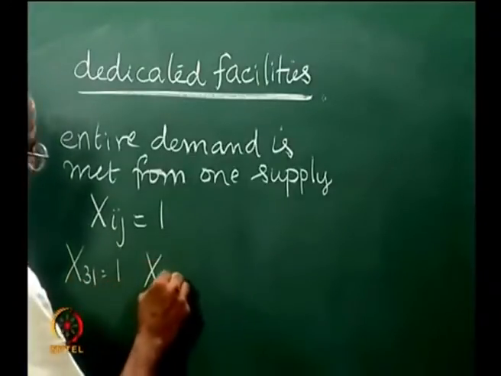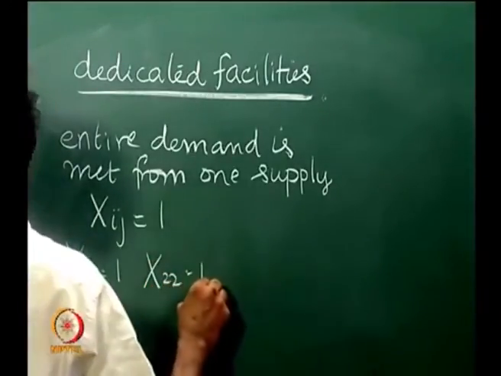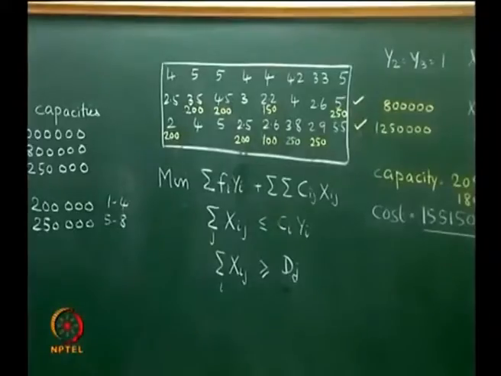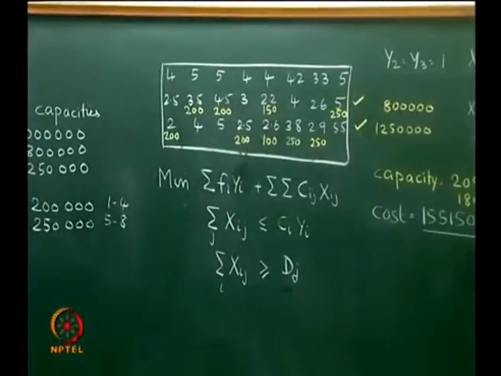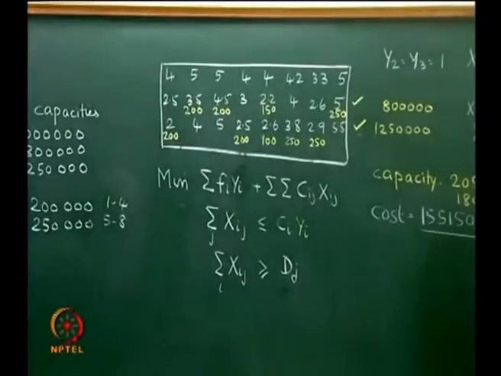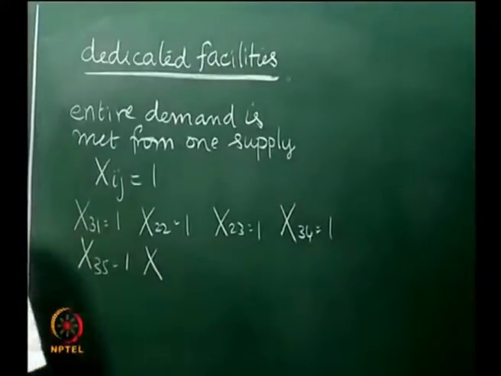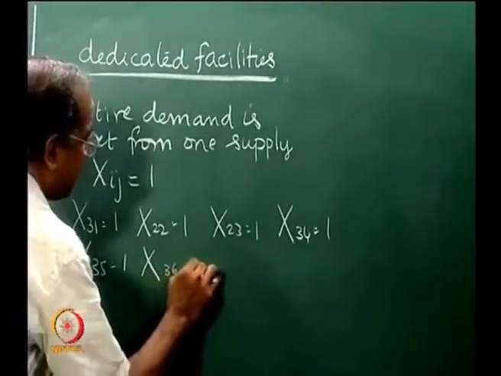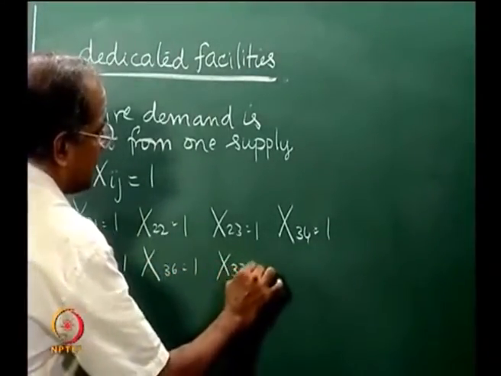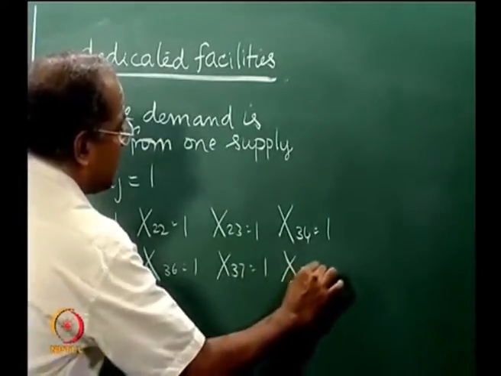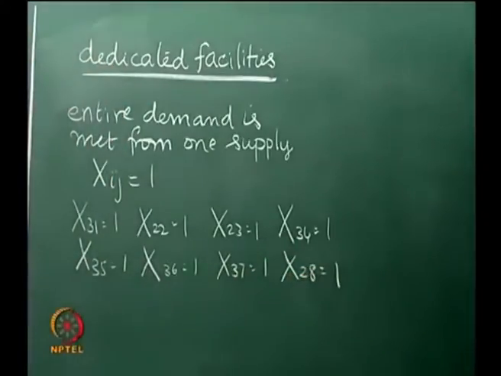31 equal to 1, x 22 equal to 1, x 23 equal to 1, x 34 equal to 1, x 35 equal to 1, x 36 equal to 1, x 37 equal to 1 and x 28 equal to 1.